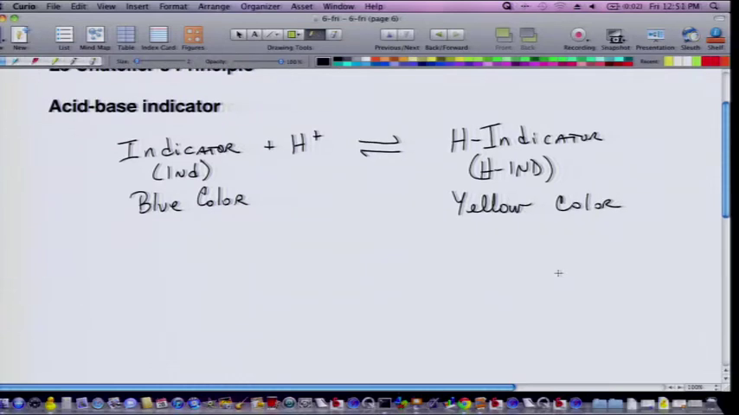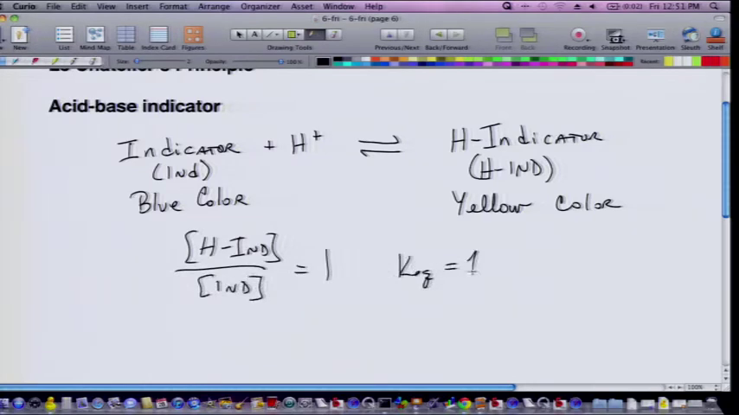And so you can consider different cases, right? If the indicator has a natural affinity for protons, and that's represented by its natural equilibrium with that proton, we'll later refer to that as a pKa. But let's say we're at the point in which exactly half of the indicator is protonated and half the indicator is unprotonated. At that point in the reaction, the concentration of HIND over the concentration of IND is equal to 1. That's where the Q at that particular point in the reaction is 1.